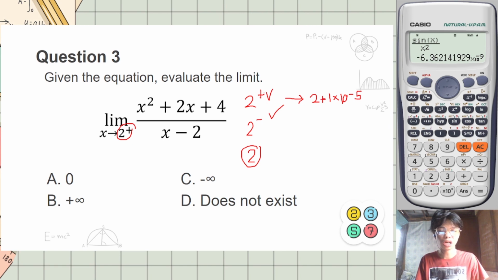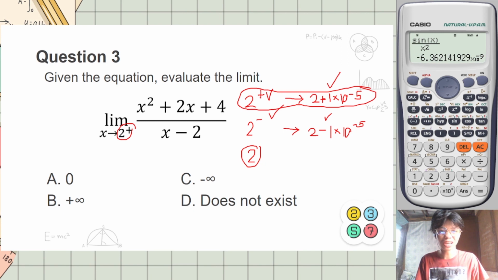For other numbers, let's say 3, you also add plus 1 times 10 to the negative 5 to approximate the value. If it is 2 negative, then 2 minus 1 times 10 raised to negative 5. It should be minus because it is 2 negative. That is the value you approximate for 2 negative. And as I said earlier, if it is just 2 with no sign, you will use both of these limits. In this case, we need to use this limit.